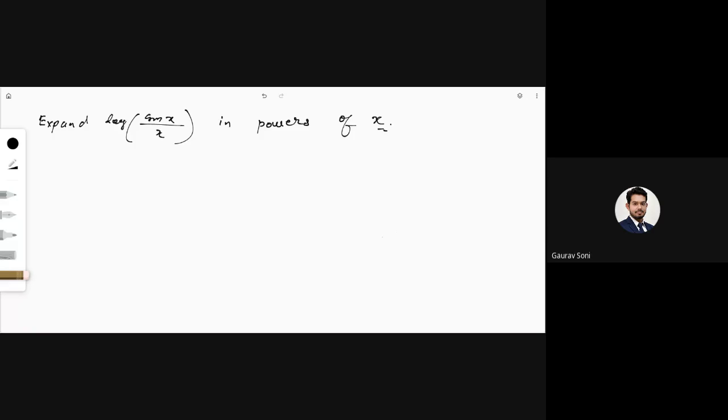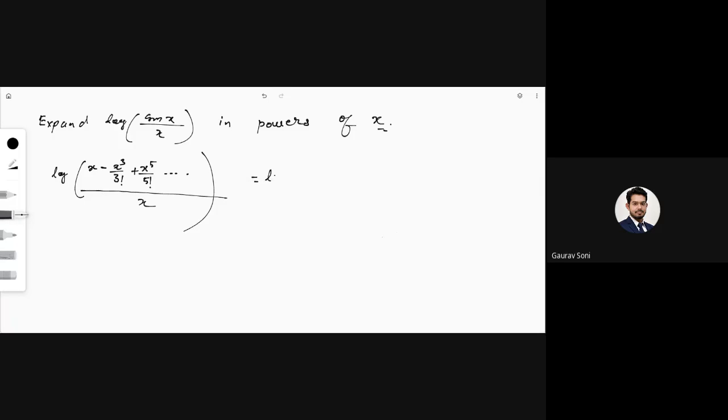No one? Okay, I'll tell you. So log of 1 plus sin x I can write as x minus x cubed by 3 factorial plus x raised to 5 by 5 factorial, and so on, upon x.